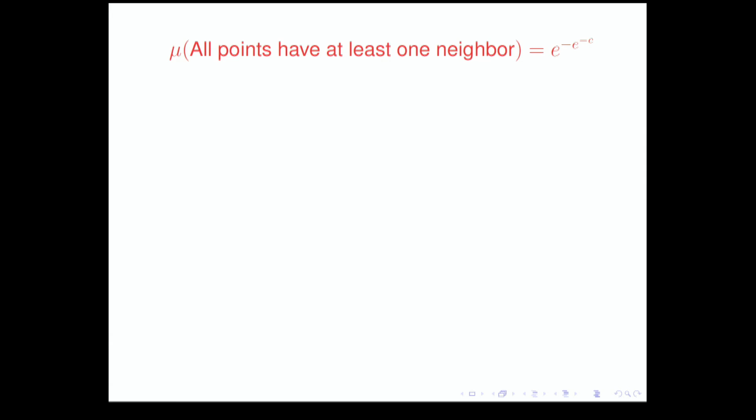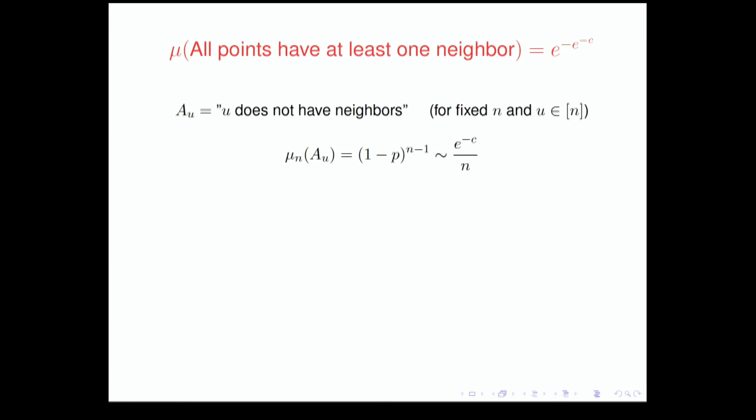Let's give one example, which is illustrative. And it's the same example as before. All points have at least one neighbor, and it so happens that the probability of that is this beautiful quantity.